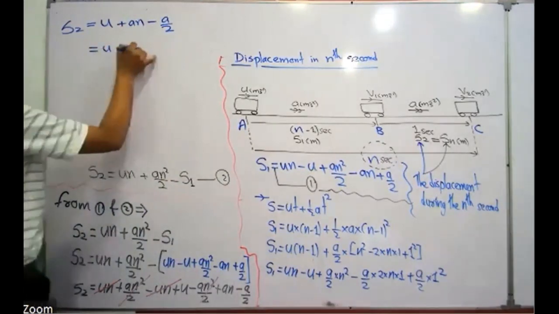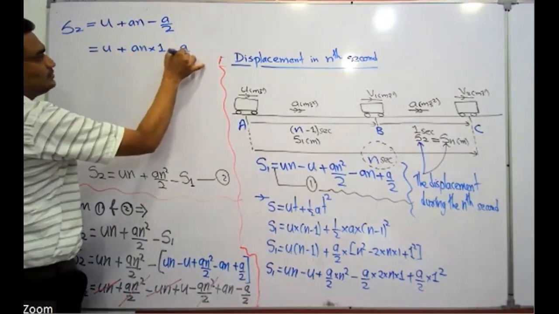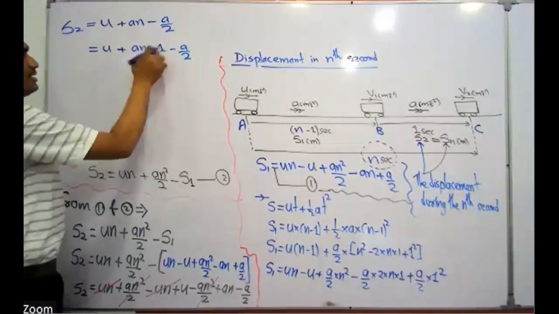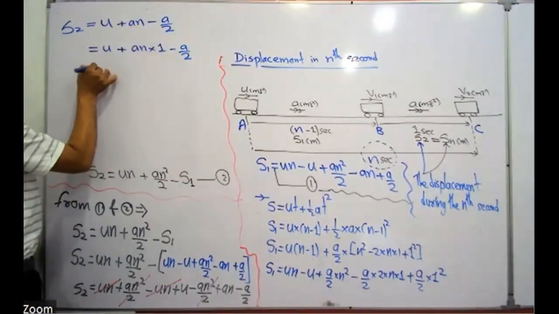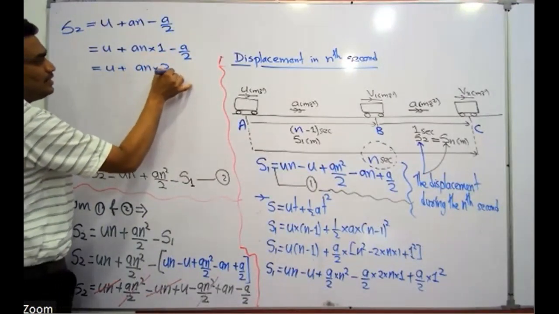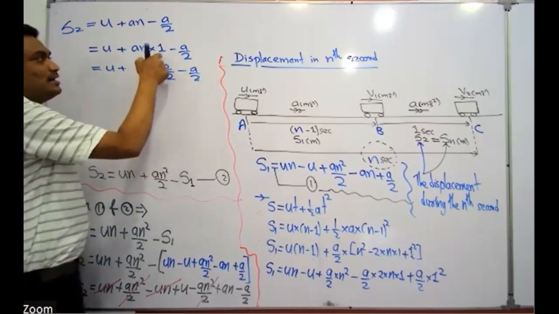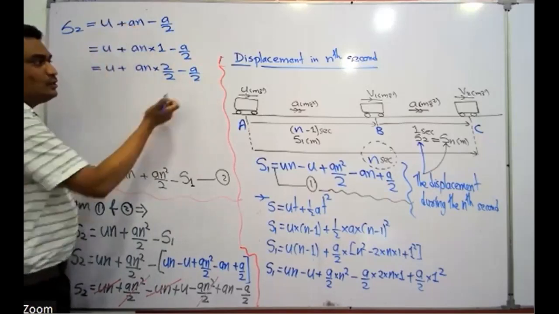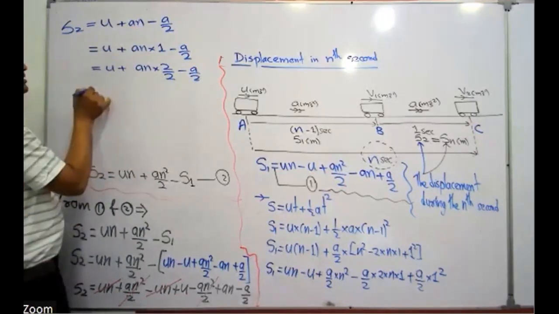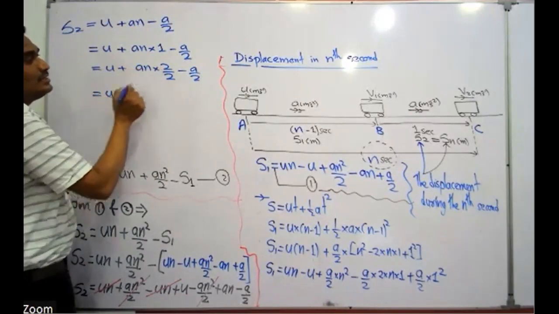u plus, I can write an as an into 1. Any difference there? No difference. Why? An into 1 is an. Now I can write u plus an, and in the place of 1, I can write 2 over 2. 2 divided by 2 is 1, and 1 into a is a. No difference.